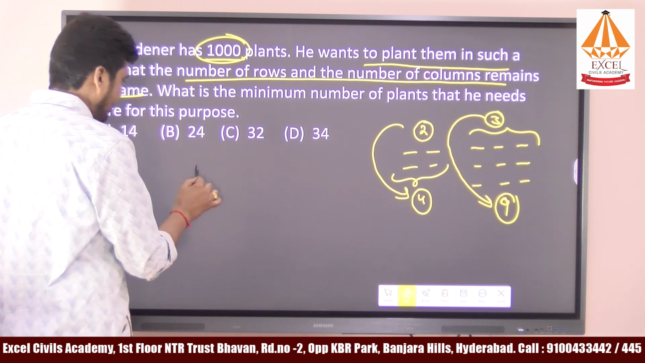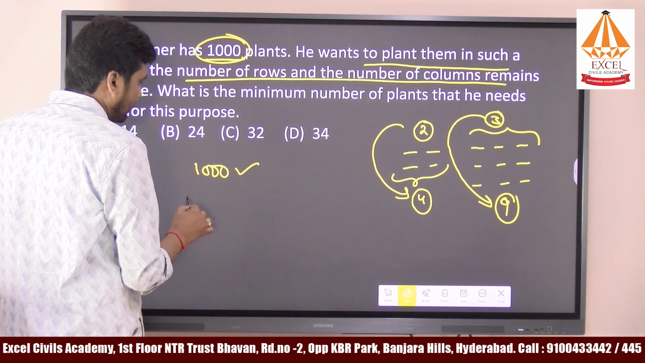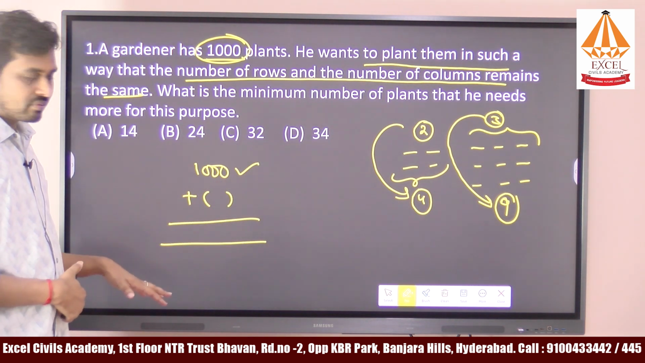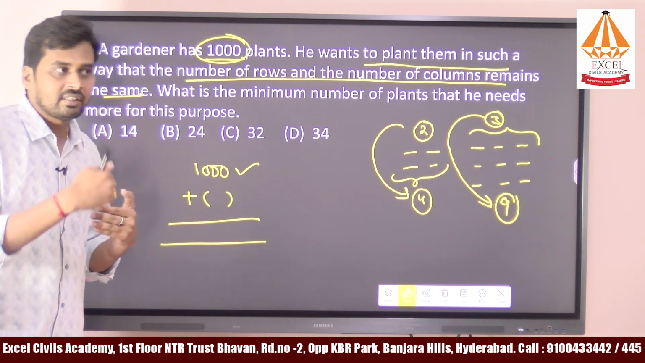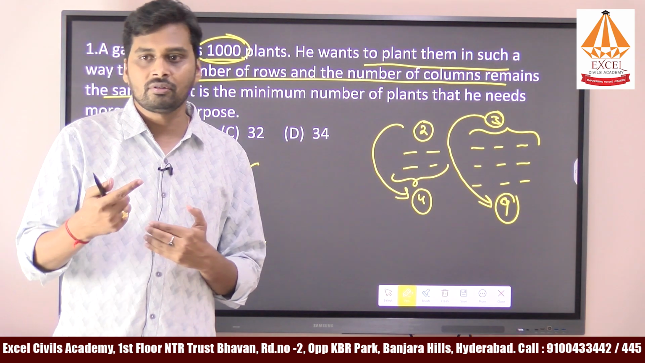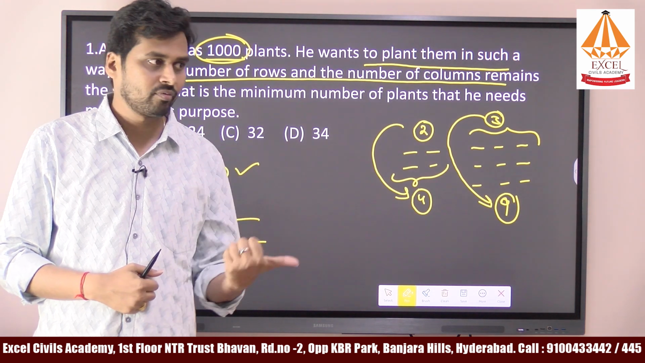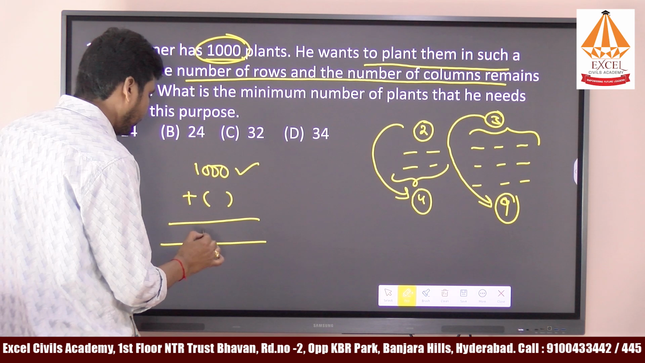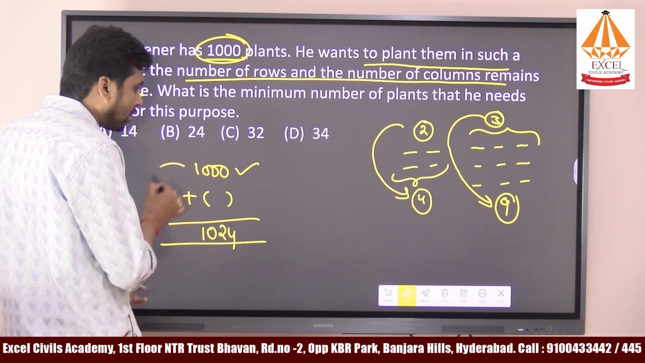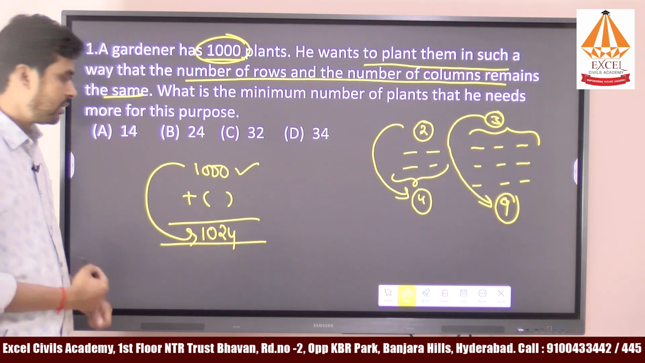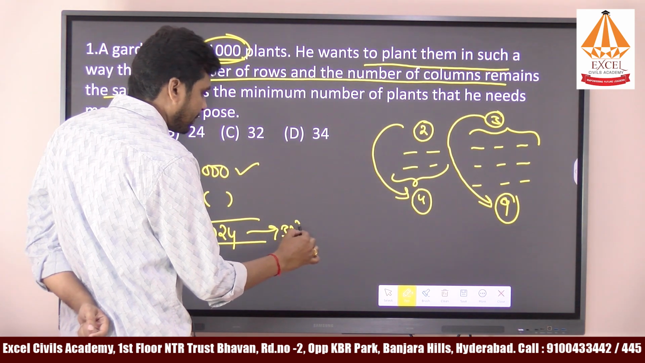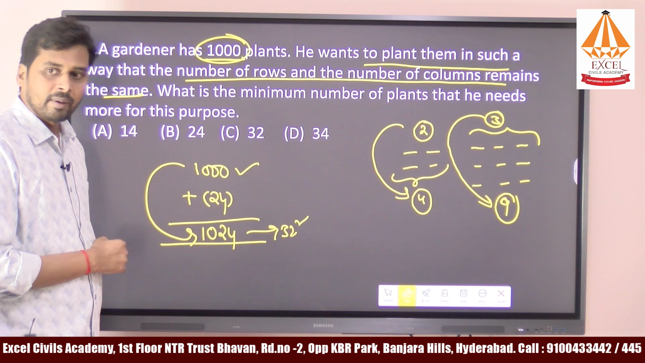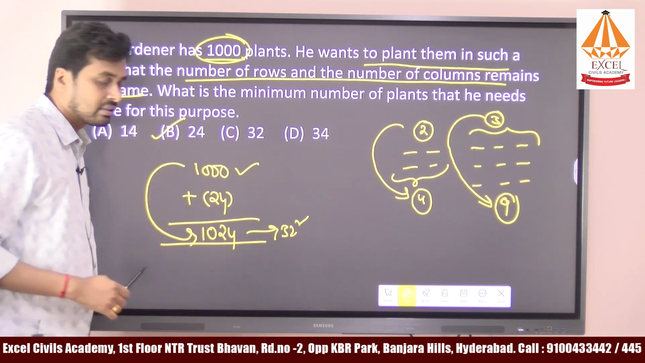Now the question is: the gardener already has 1000 plants. How many more plants does he require to make it a perfect square? For 1000, we have to find the nearest square number. What is the nearest square number to 1000? 1024, which can be written as 32 square. So how many more plants are required? 24 more plants are required. So 24 is the answer.